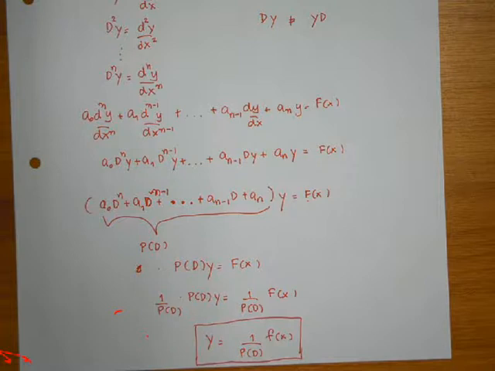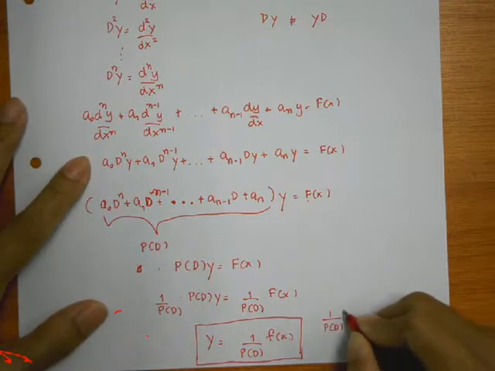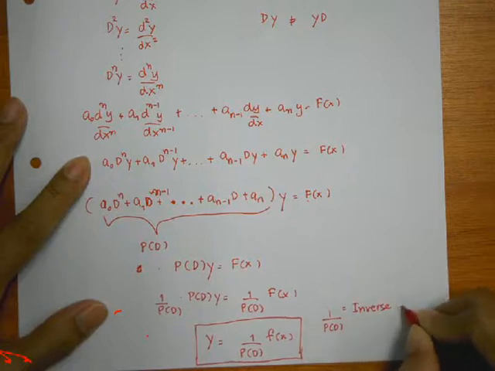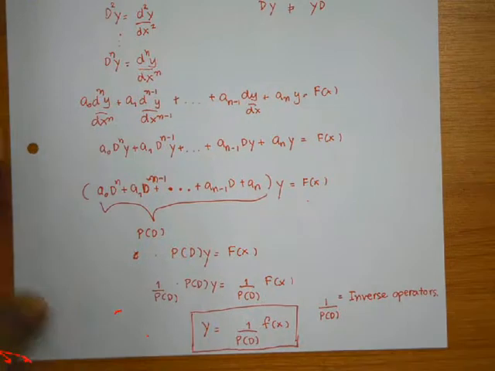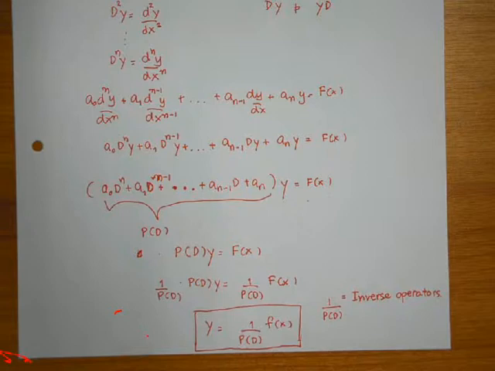We call 1 over P(D) the inverse operator. Now we are going to define each term of 1 over P(D).